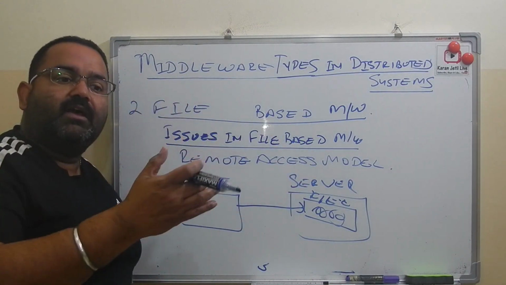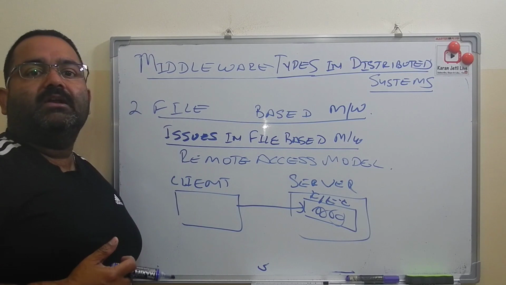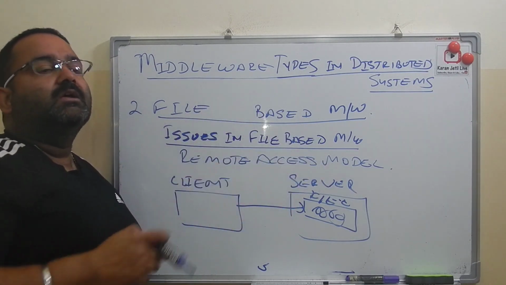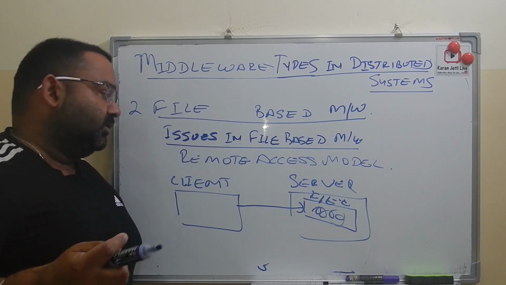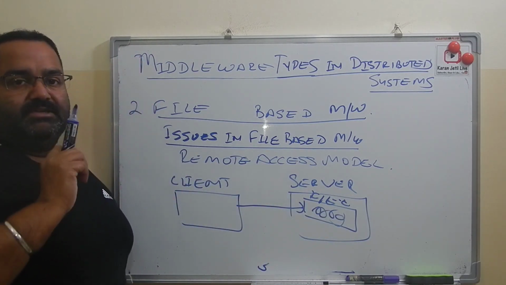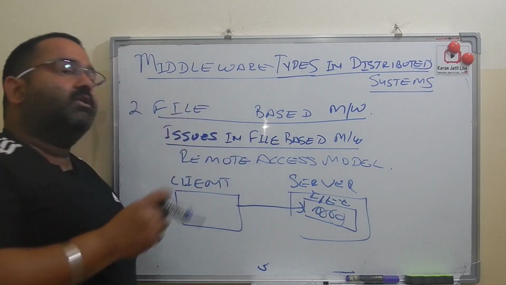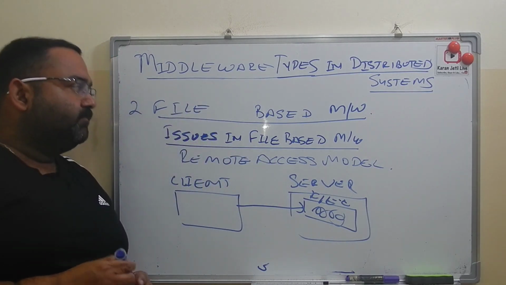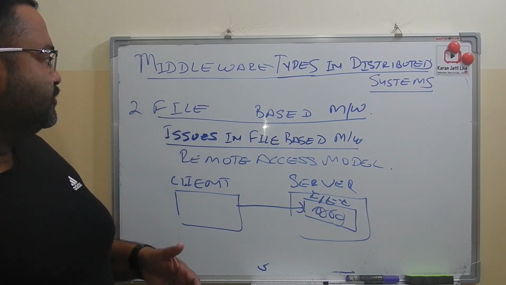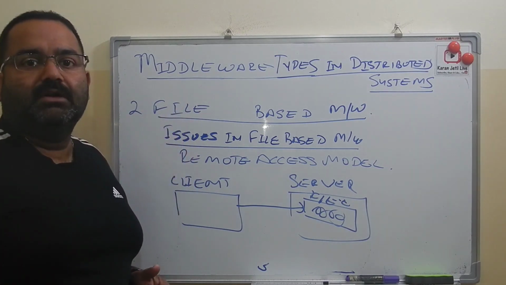So there is no file which is downloaded to the client's computer, and there is no file which is uploaded to the server's computer by the client. Rather, the client can access that file remotely. So we call it a remote access model. Now we will discuss the other issues in the file based middleware.